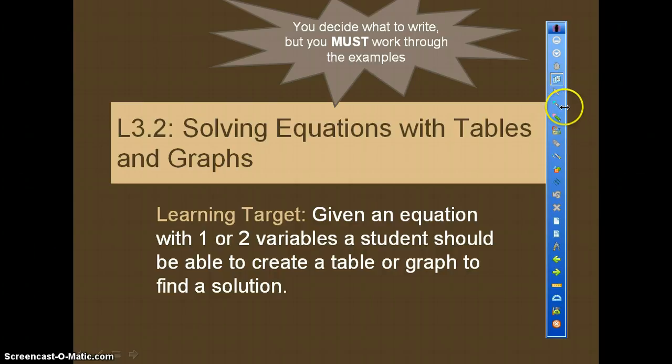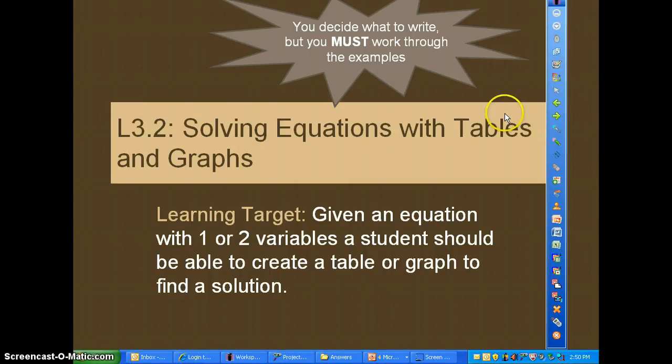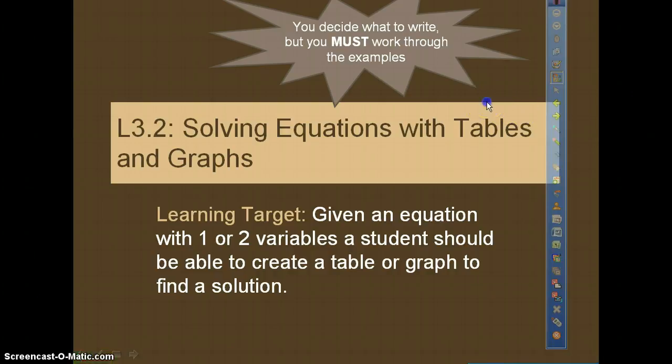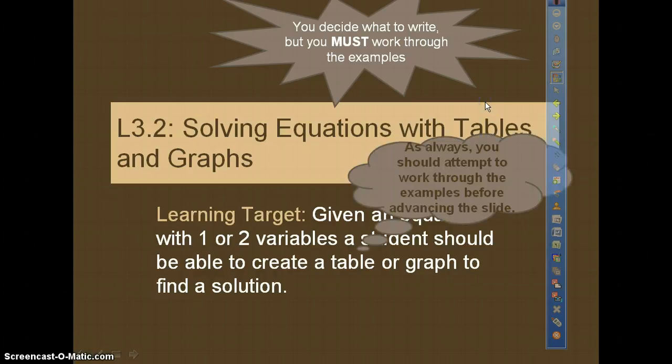Diving right into our content, it really is your job to decide what you're going to write, but you should always work through the examples. This is lesson 3.2, solving equations with tables and graphs. As always, please work through the examples before advancing the slide or, I guess, continuing the video.